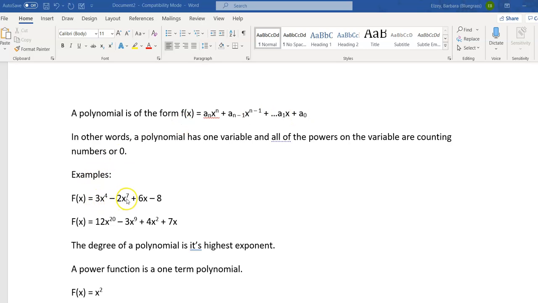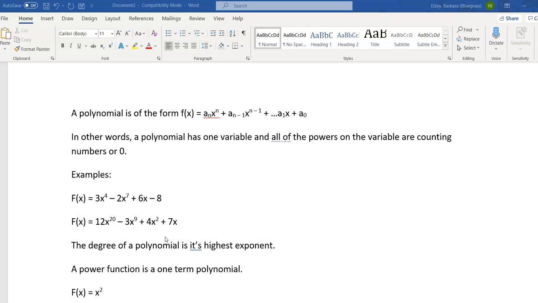Notice that throughout our variable is an x, and all of our exponents are counting numbers. So 4, 7, and of course the unwritten exponent on x is a 1. All right, so this is an example of a polynomial. And we can have a number out to the side as well. Okay, so notice this one is also a polynomial. 20 is a counting number, 9 is a counting number, 2 is a counting number, and of course 1 on that x is a counting number.